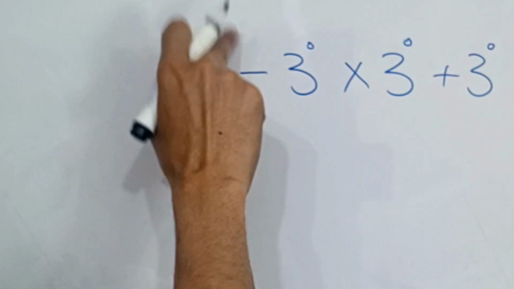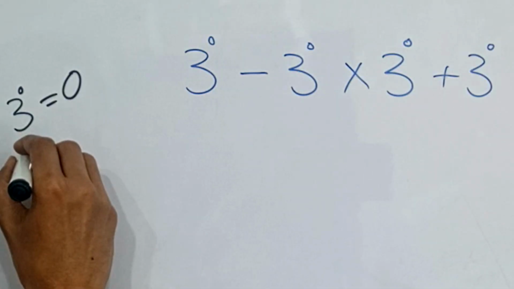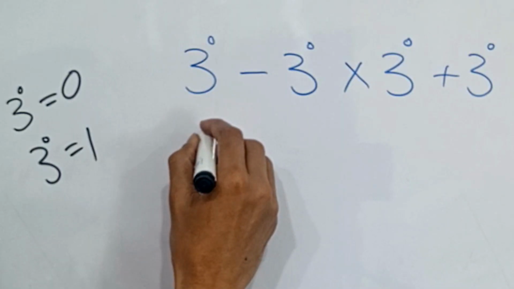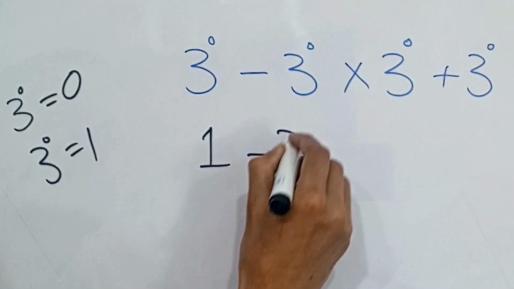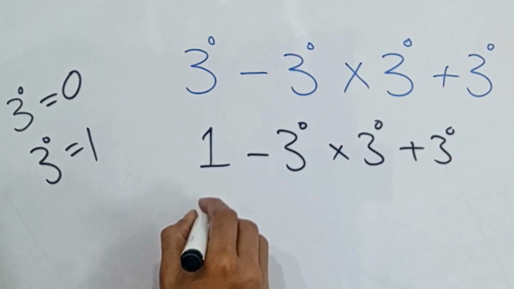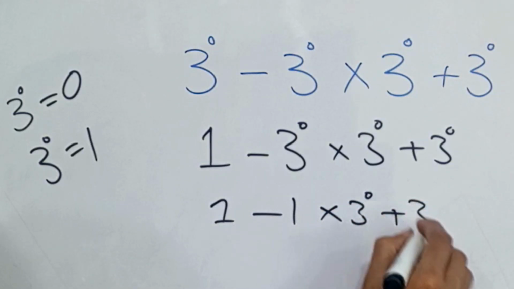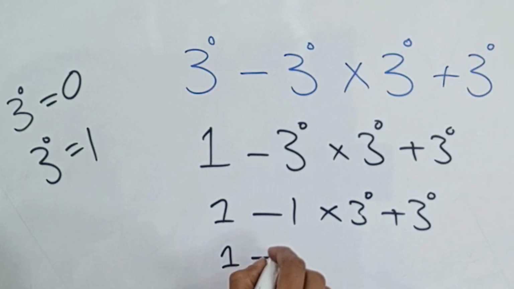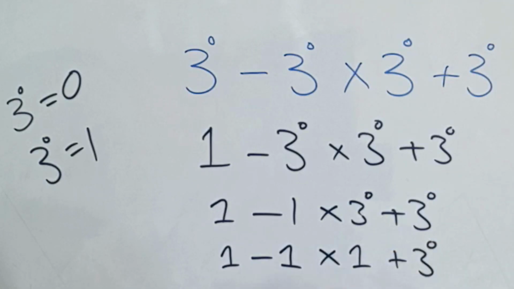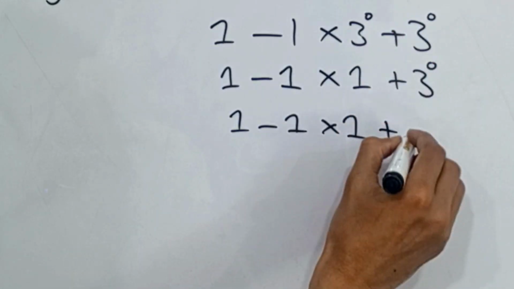3 to the power of 0 equals not 0, right? 3 to the power of 0 equals 1, right? So here is 1 minus 3 to the power of 0 times 3 to the power of 0 plus 3 to the power of 0. Now 1 minus 3 to the power of 0 equals 1 times 3 to the power of 0 plus 3 to the power of 0. Now 1 minus 1 times 3 to the power of 0 equals 1 plus 3 to the power of 0, right? Now 1 minus 1 times 1 plus 3 to the power of 0 equals 1.